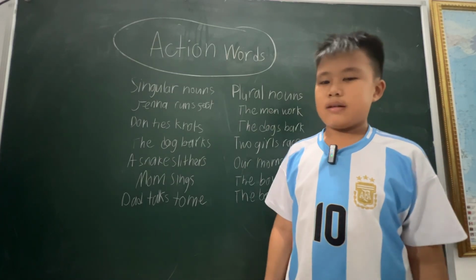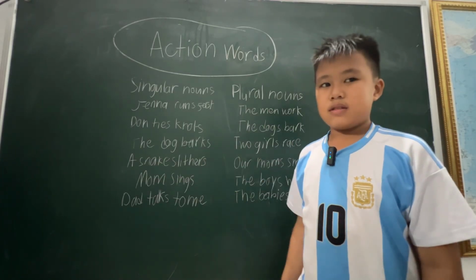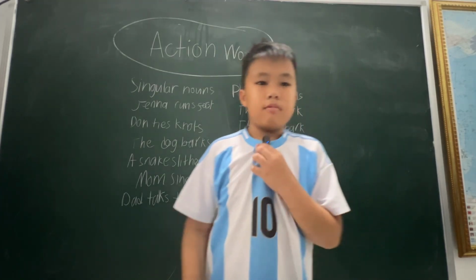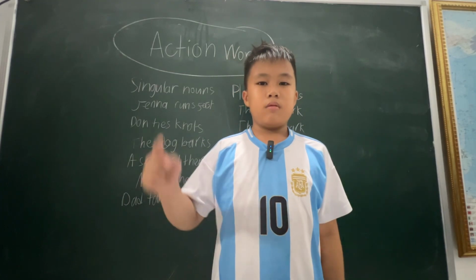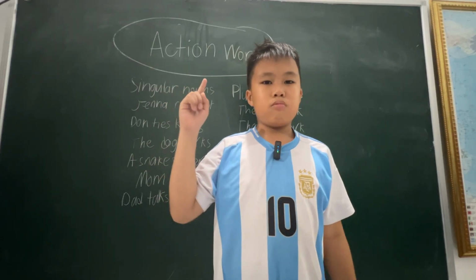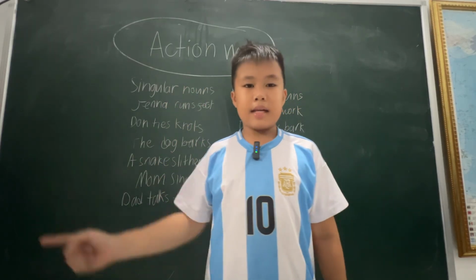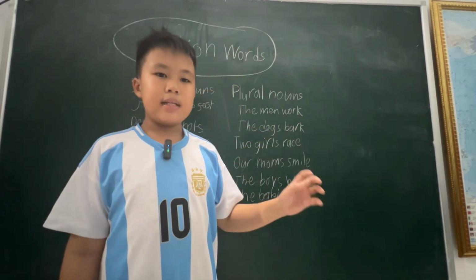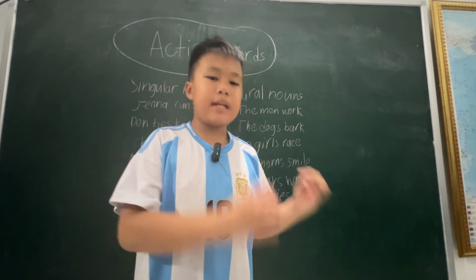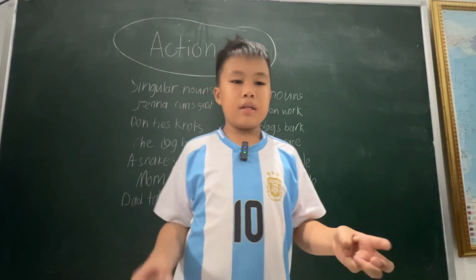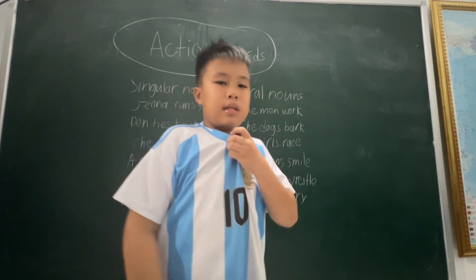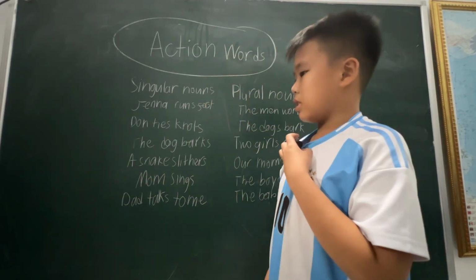Oops, I need to do it over again. First is singular nouns. For singular nouns, you just need to remember that when we do a sentence and it is one person, we add an S to the action verb. And for plurals, we mustn't add an S when there are two or more people or things. These go for some things.